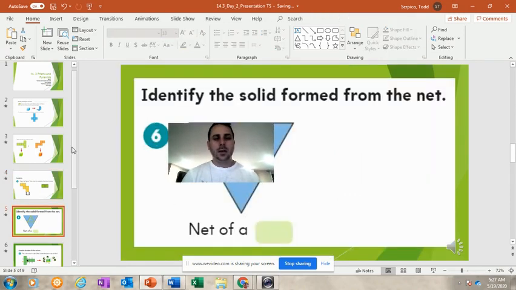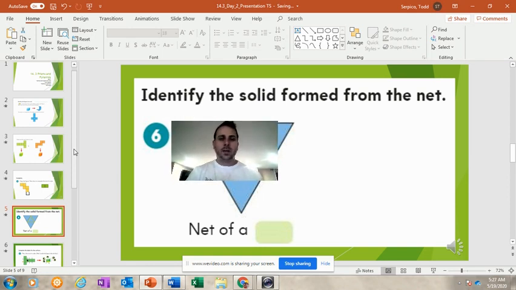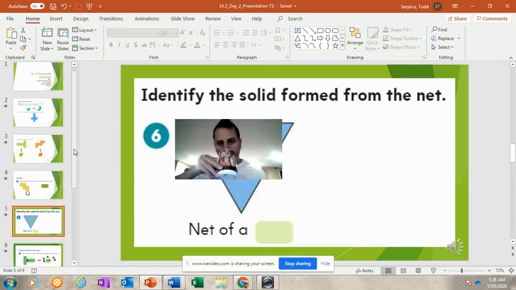Here's another one. Can you figure out what this one was? We talked about it a little bit in yesterday's lesson. So it's all of the bases and faces in the shapes of triangles, right?